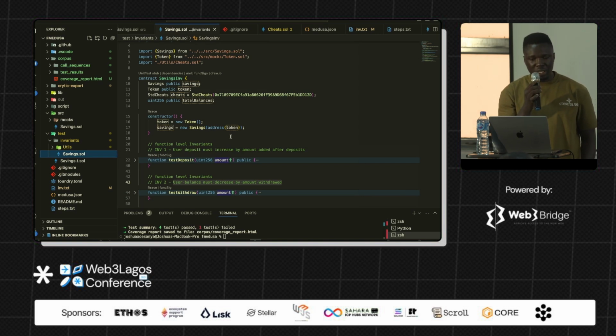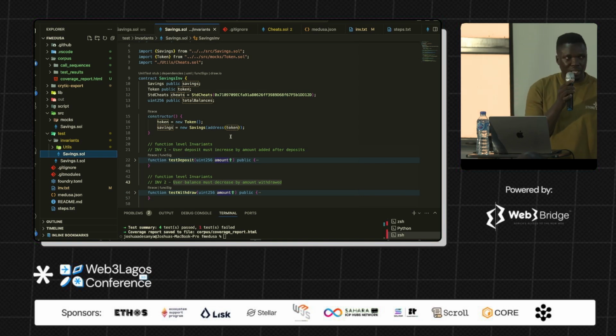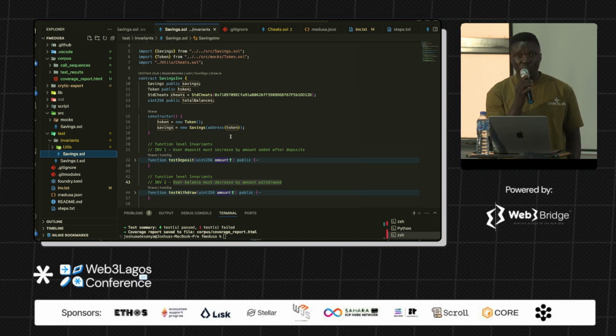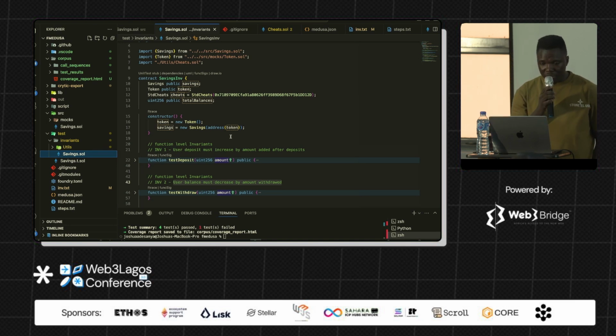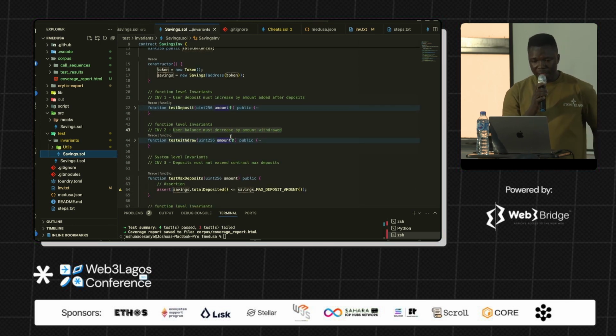Medusa has a cheat sheet that you can use for things like pranking that we are familiar with in Foundry, and they added something called total balances for my test. So the first one, user deposit must increase by amount added after deposit, which I mentioned, right? That's my first invariant, and this is a test for it.